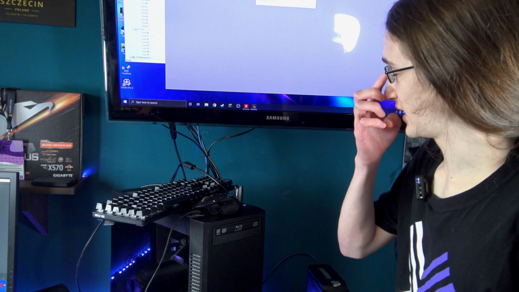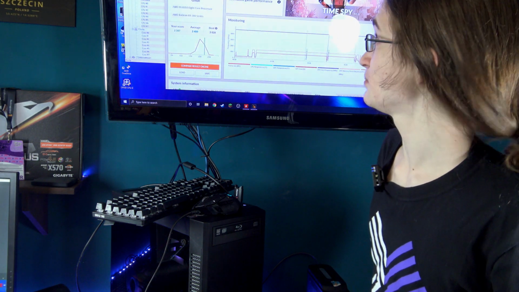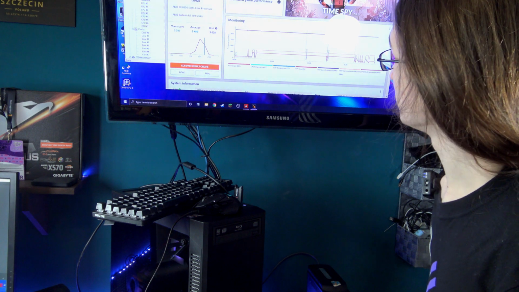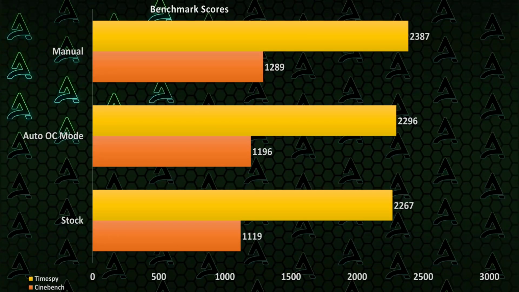Plus, I have the disadvantage of just overclocking the CPU and not the GPU. And yeah, that is still not great.